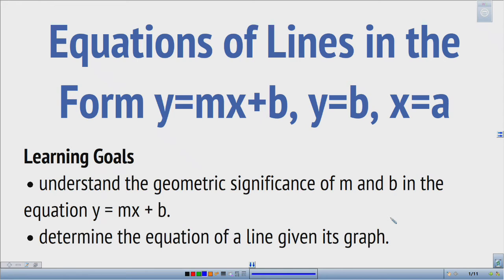Hi everyone, this video is going to look at equations of lines in the form y equals mx plus b, y equals b, and x equals a. So the learning goals for this video are to understand the geometric significance of those characters m and b in that equation, y equals mx plus b, and then also to determine the equation of a line given its graph.